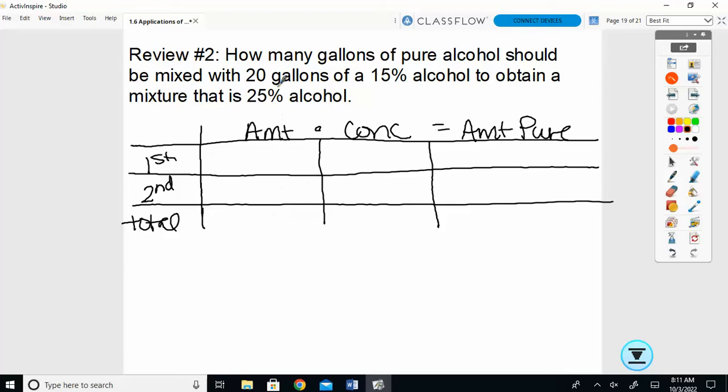So when we read the problem, it says how many gallons of pure alcohol? So how many gallons? We don't know it. So that means x. If it's pure, what is the concentration? 100%. All right. Should be mixed with 20 gallons of a 15% alcohol. So my amount of the second one is 20. Concentration 0.15.